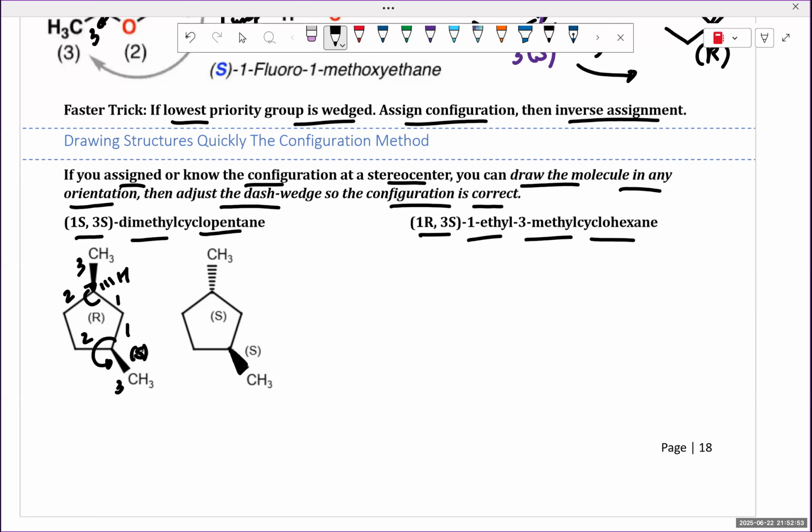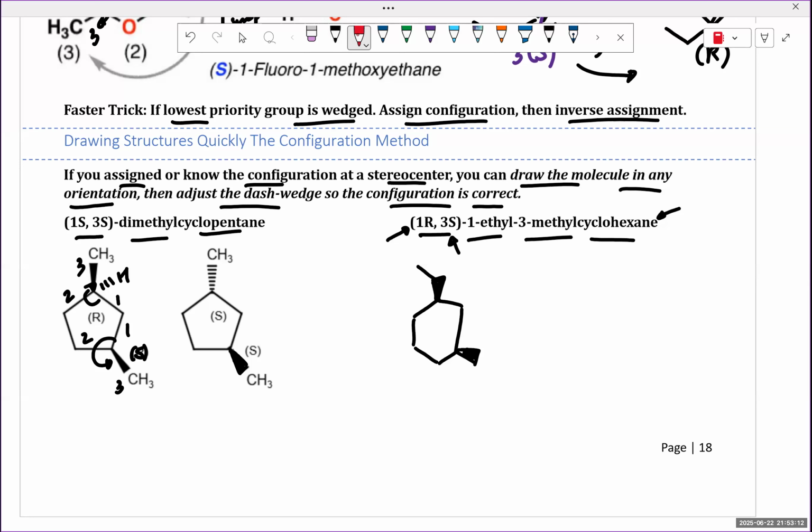Okay, so first and foremost, cyclohexane. I'm going to draw my cyclohexane ring. We have 1-ethyl 3-methyl, so I'm going to draw an ethyl group and a methyl group. We have assignments of 1R3S. So let's take a look at what happens if it's wedge-wedge.